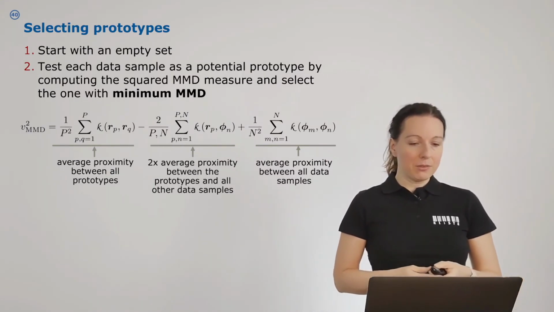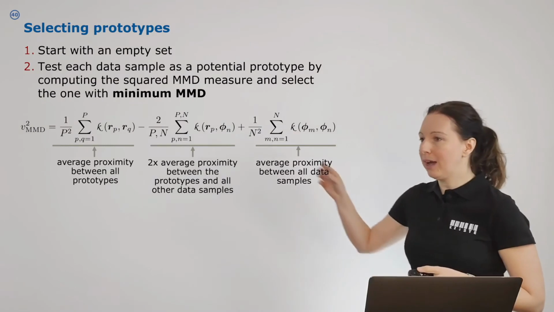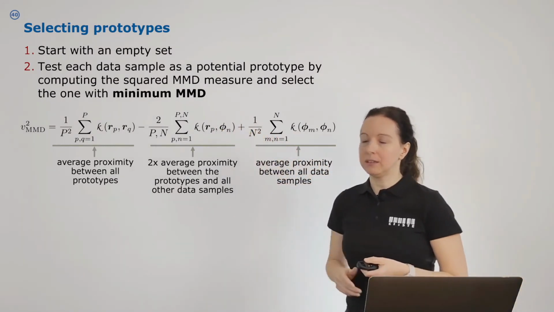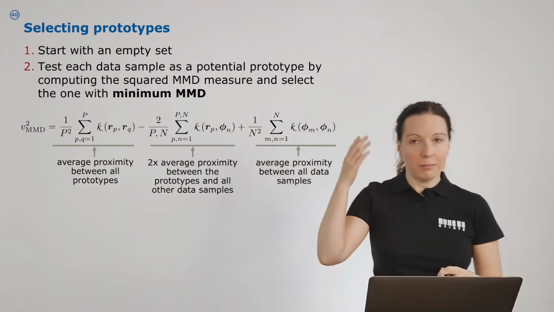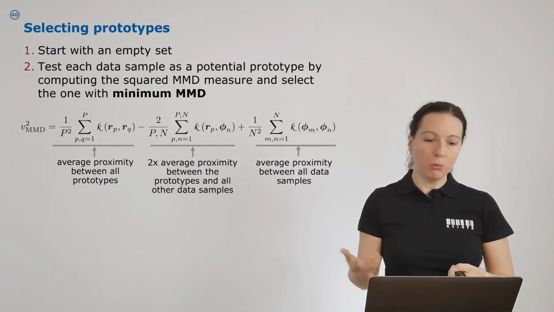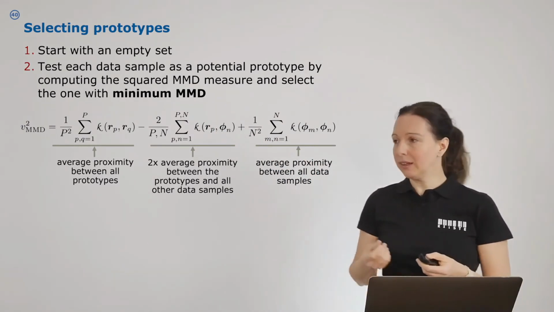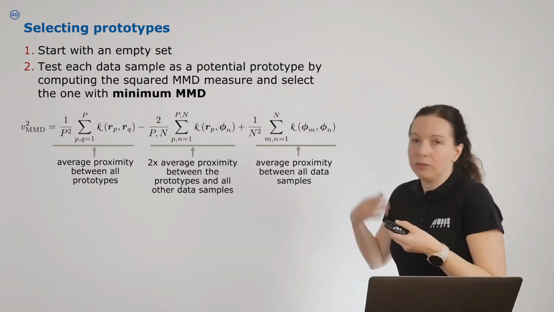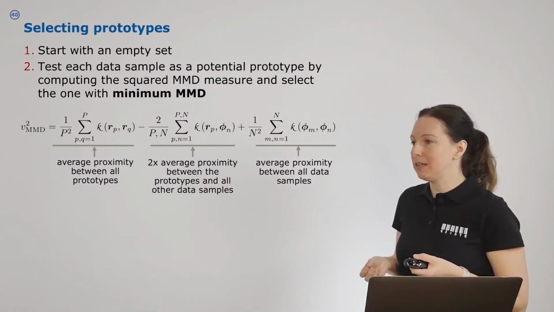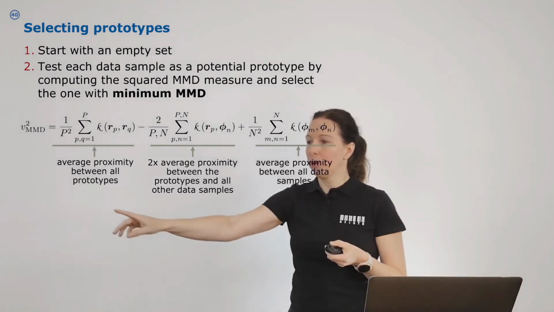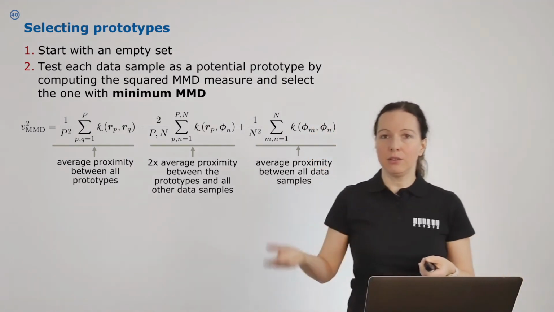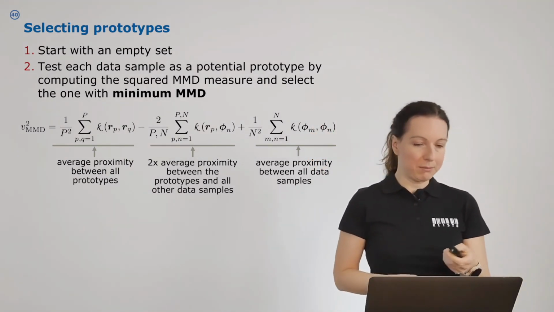Okay, so in the end what you want is to select the prototype, not a random one, but the one with a minimum MMD measure. So what you do is you test every data sample to be a prototype, compute this, and you select a prototype with a minimum MMD.